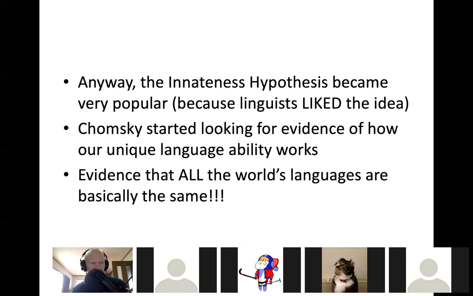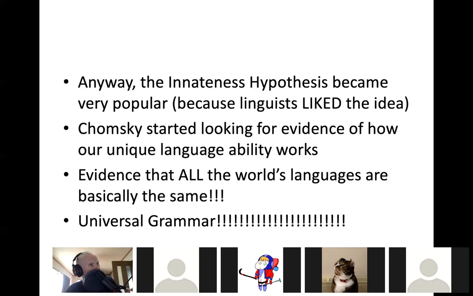And maybe you're thinking, all languages are the same? You mean English and Japanese are basically the same? Yes, that's the idea, right? That was the hypothesis. Now you've got to say, do you believe that? It's up to you. Believe whatever you want. Anyway, we're looking for these rules, and we're looking for evidence that the world's languages are all basically the same.